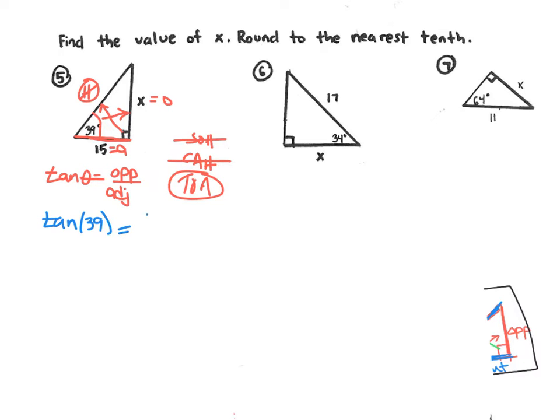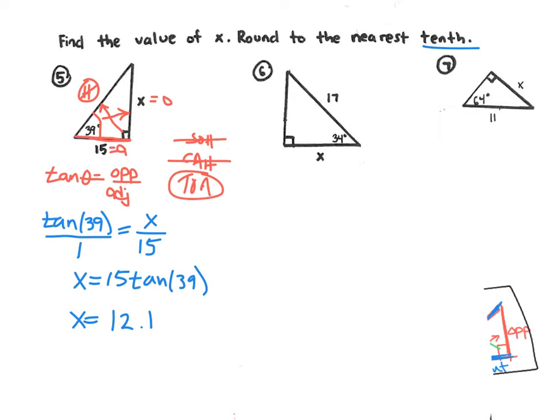Equals opposite, we already labeled. Adjacent, we already labeled. We got a fraction, and we can put tangent 39, which remember is about 0.8097, and we're going to cross multiply. And if you type this all into your calculator, we wind up with a missing side length of 12-point-something. It says round to the nearest tenth, so if I look at the next digit, 4 is not big enough to make that one move. There's our answer. Let's try another one.